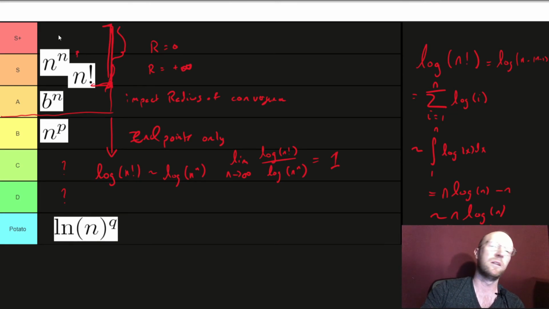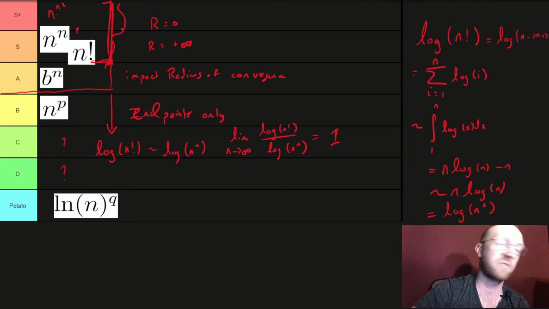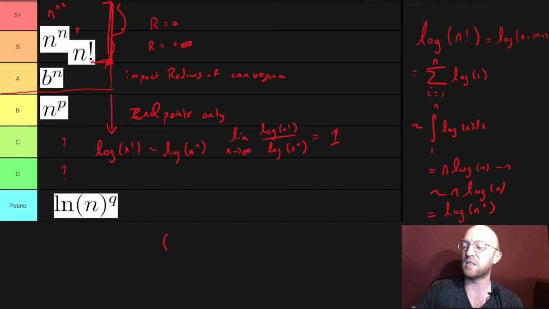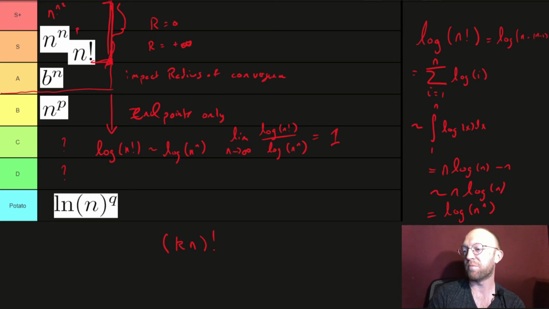Something that's interesting is what we want to be looking at here now, like n to the n squared. We can mess with those functions. We can have polynomials inside the powers of n, factorials in the powers of n. An interesting exercise for you is to think about where kn factorial fits in. How big is that? Those are interesting things. But there you go. This is my tier list.